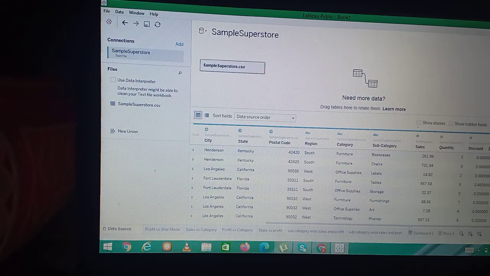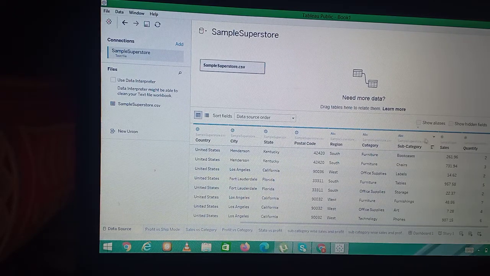So these two things are very important. Now the categories: this company is selling furniture in three categories: furniture, office supplies, and technology. These three categories are there in which this company deals over the whole United States, I think 47, 48 states.